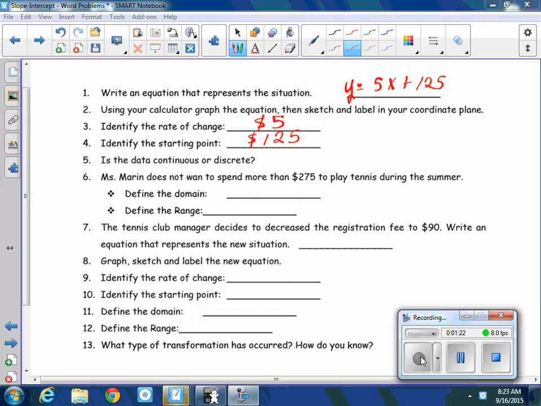Okay, wait. Let's think about what x is. What is x? The number of times that I use the court. Can I use the court half of the time? No. Can I use half of a court? No. Half of a tennis court? Really? No.